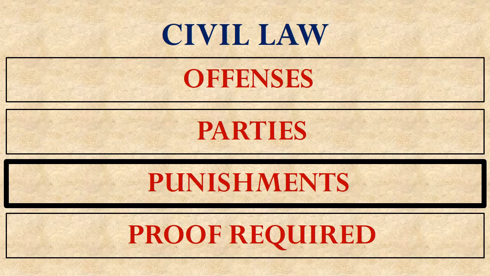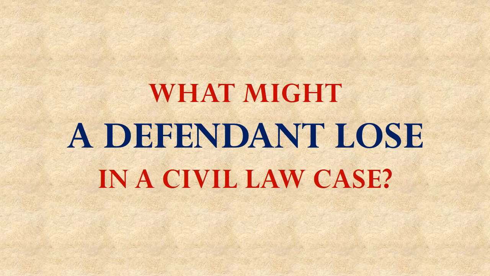Okay, so we now see that a civil law case deals with harm that somebody's claimed has happened to them, that the parties involved on one side, there's the plaintiff who accuses the other side of having done something wrong, and then the side that's saying, no, we didn't do anything wrong is called the defendant. Now we'll look at what punishments are available under the civil law. In other words, what might a defendant lose in a civil law case?